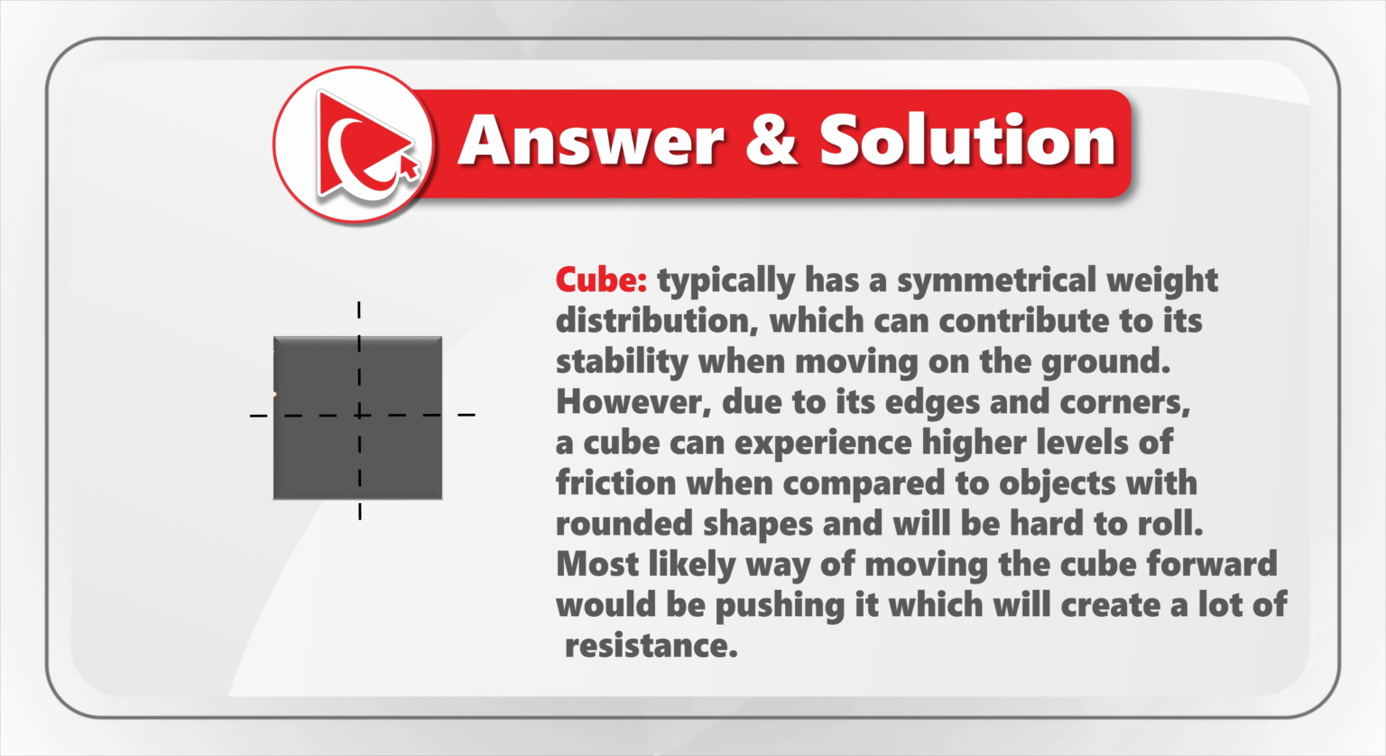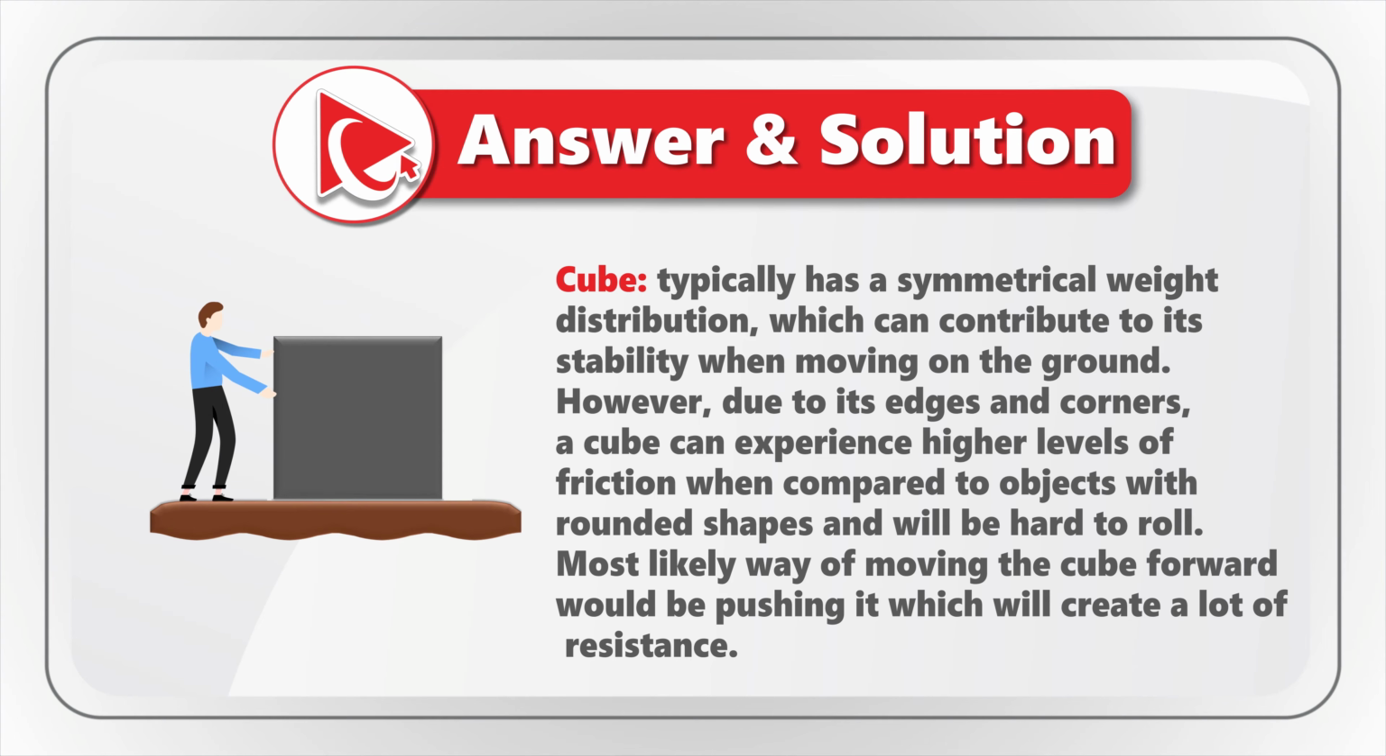Cube typically has a symmetrical weight distribution, which can contribute to its stability when moving on the ground. However, due to its edges and corners, a cube can experience higher levels of friction when compared to objects with rounded shapes and will be hard to roll. Most likely way of moving the cube forward would be pushing it, which will create a lot of resistance.